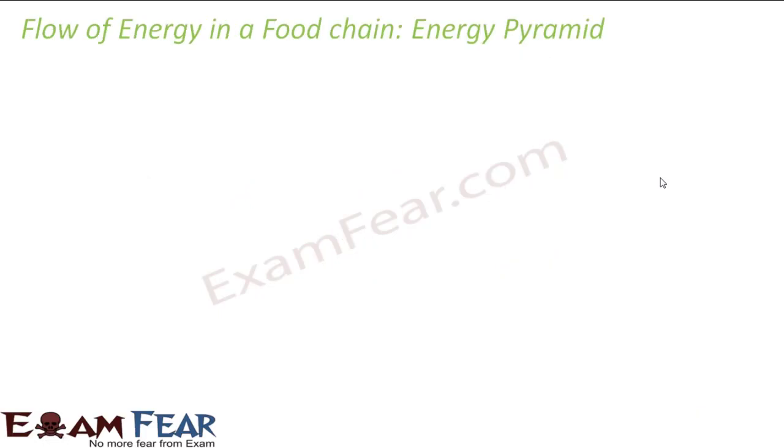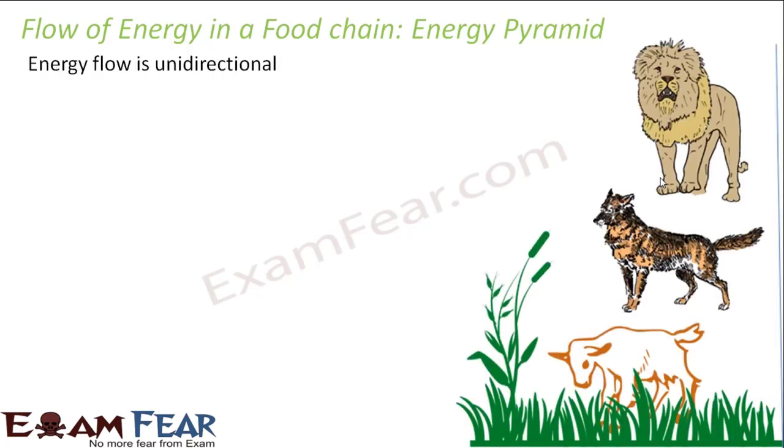So let us look at the energy pyramid, that is the flow of energy. What do we conclude from our discussion about the flow of energy? We saw that the energy flow is unidirectional. That means it can flow only in one direction. Uni means one.